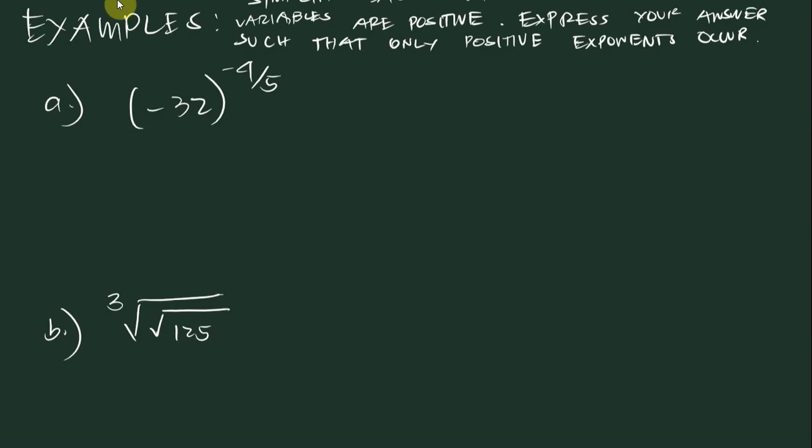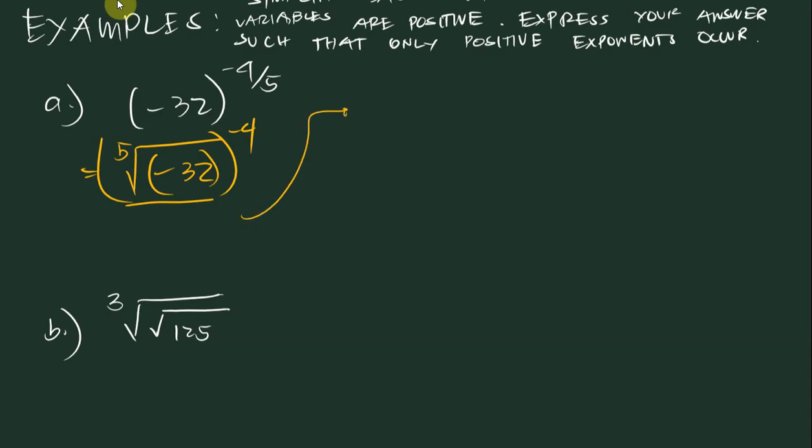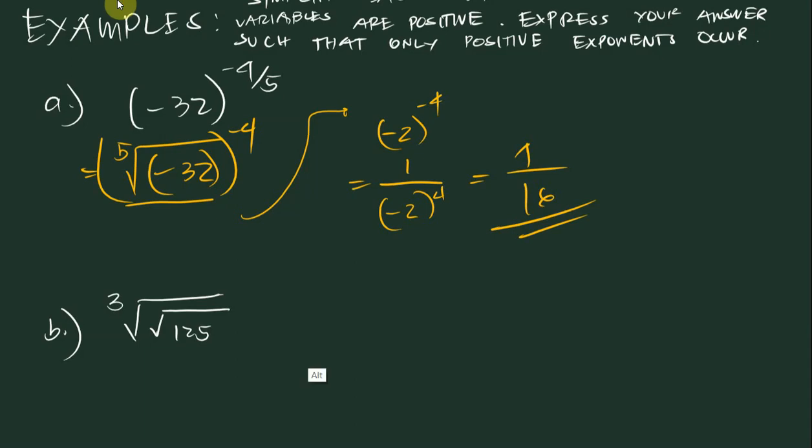So, from the properties of radicals, we can say that this is equal to the fifth root of negative 32, raised to negative 4. If we evaluate the expression inside, since the fifth root of negative 32 is negative 2, you will get negative 2 raised to negative 4. Then that will be equal to 1 all over negative 2 raised to 4, which is equal to 1 over 16. Okay.